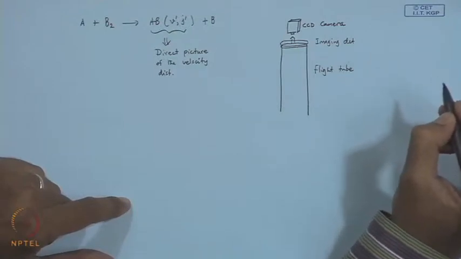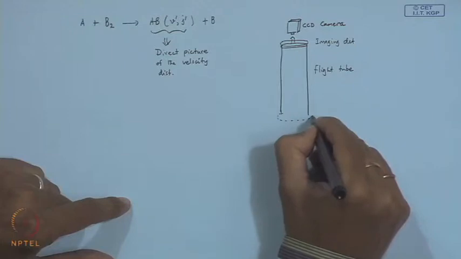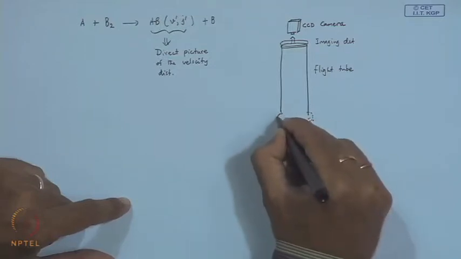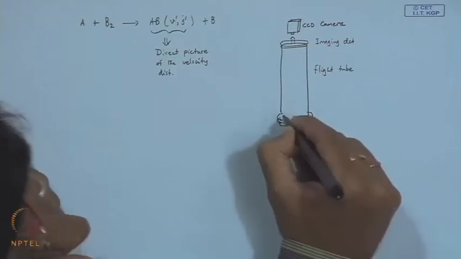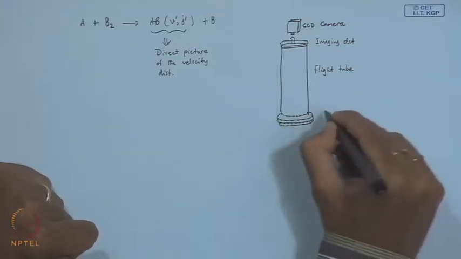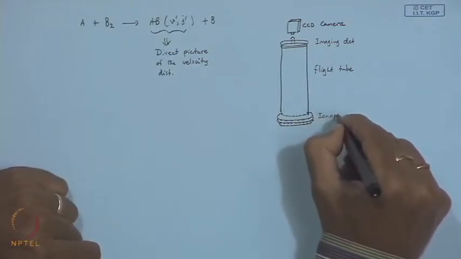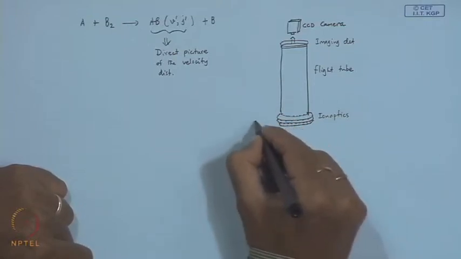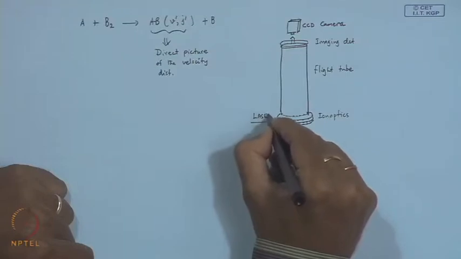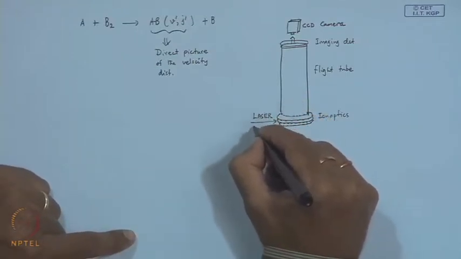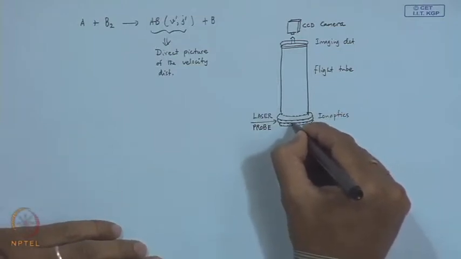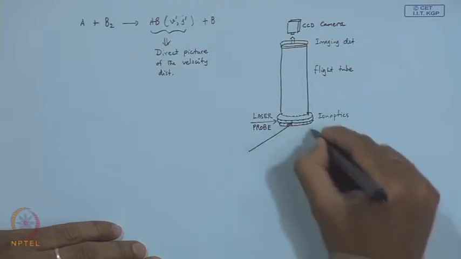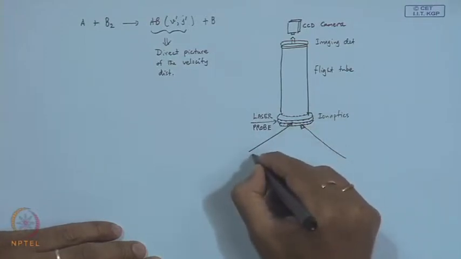And you have got your ion optics. Ion optics means, to focus or defocus your ions, you need to have some electrical arrangement, which is called an ion lens, or ion mirror. So this is your ion optics. And you have your laser used to probe, laser for probing, and here you send your molecular beam. This is your molecular beam.